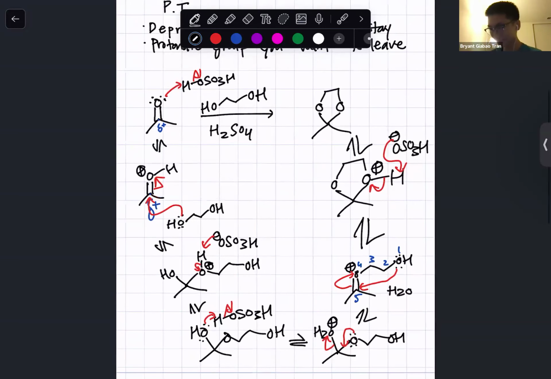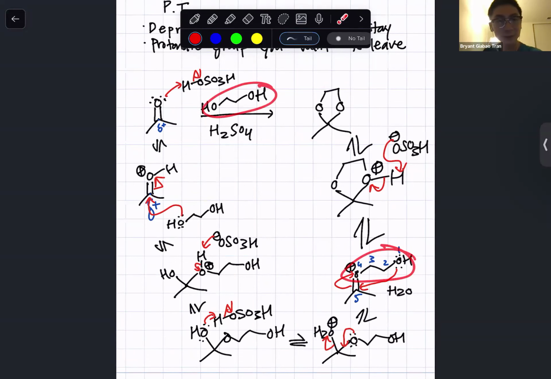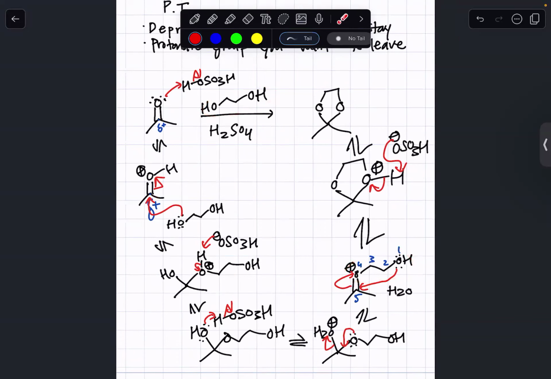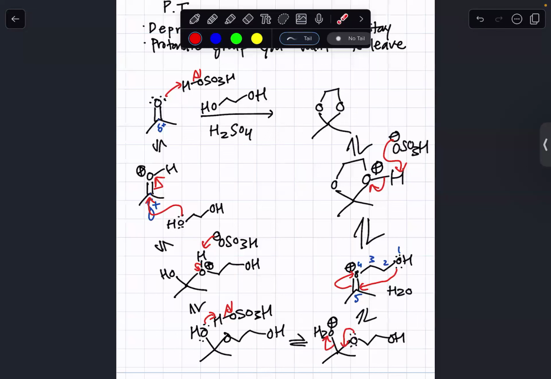If it wasn't, I think she referred to it as tethered, the OHs, if they weren't tethered together, if they were separate alcohols, then that would make an acetal that is not cyclic. The difference is that this right here is an intramolecular reaction where it forms a ring. If they weren't tethered together like that and they were separate, then an intermolecular reaction would happen, like if it were some other ROH, and then you'd have 2 equivalents react.